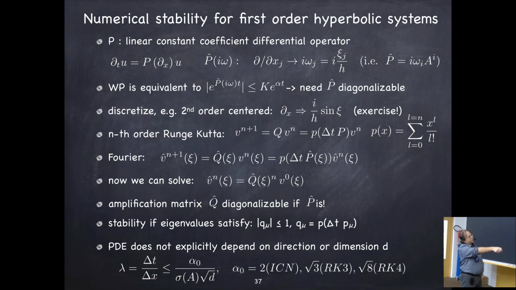Runge-Kutta 3 has square root of 3. Runge-Kutta 4 has square root of 8. You see, if the time step limit is larger, as for Runge-Kutta 4, that is better because you can make larger steps and it's computationally cheaper. So you compute this number, and then this is divided by sigma of A. Sigma of A is the spectral radius. I should have written P. Sorry, just jumping around between different conventions. This is the spectral radius of your principal part matrix, so basically the largest eigenvalue. And then you have to divide it by the square root of the dimension.